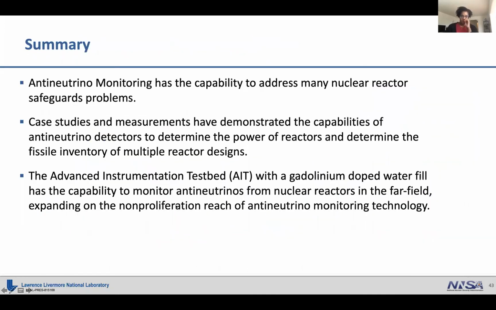Okay, so in summary, antineutrino monitoring has a capability to address many nuclear reactor safeguards programs and problems. Case studies and measurements have demonstrated the capabilities of antineutrino detectors to determine the power of reactors and determine the fissile inventory of multiple reactor designs. And the Advanced Instrumentation Testbed with gadolinium-doped water fill has the capability to monitor antineutrinos from nuclear reactors in the far field, expanding on the non-proliferation reach of antineutrino monitoring technology.